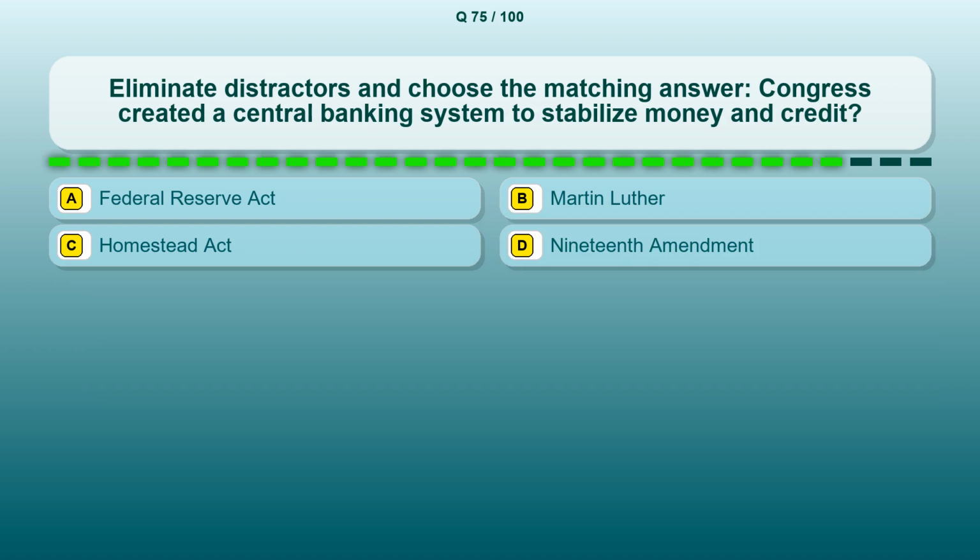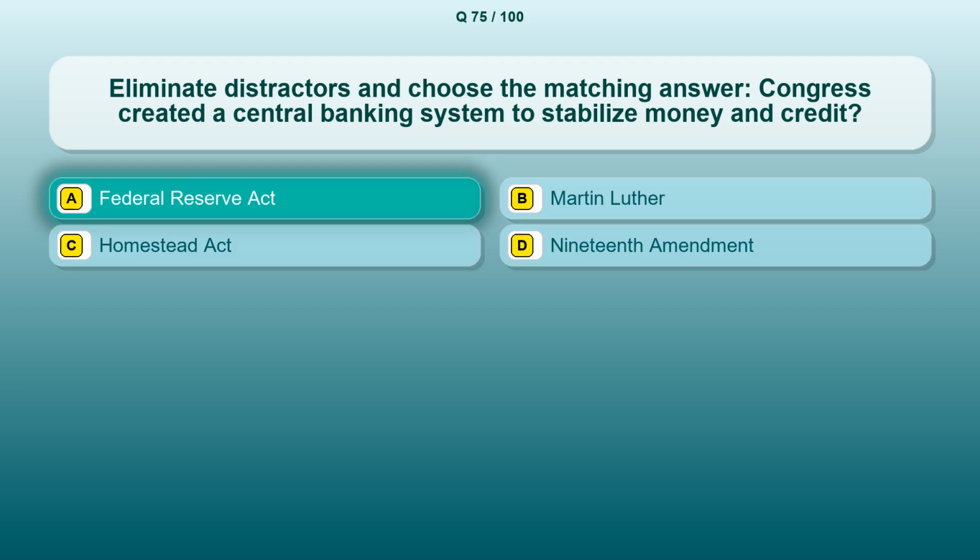Question 75. Eliminate distractors and choose the matching answer. Congress created a central banking system to stabilize money and credit. Option A, Federal Reserve Act. Option B, Martin Luther. Option C, Homestead Act. Option D, 19th Amendment.